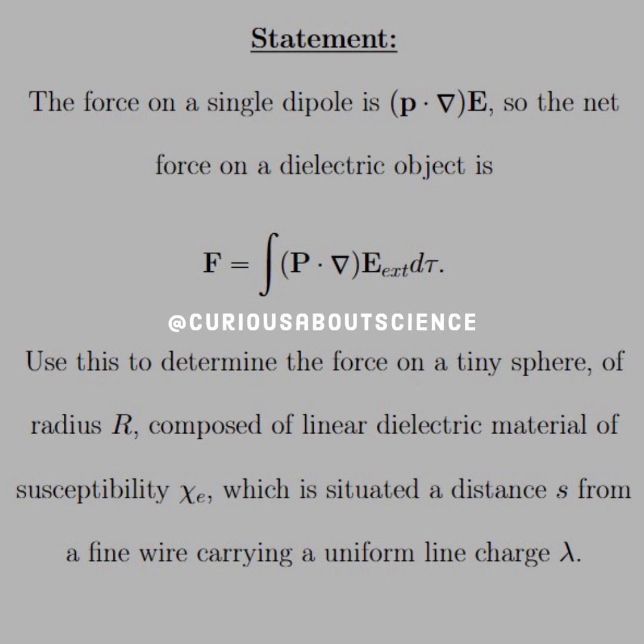The statement reads, the force on a single dipole is p dot del times the electric field E. So the net force on the dielectric object is F equals the integral of the polarization dotted with del times the external field over the volume of the object. Use this to determine the force on a tiny sphere of radius r composed of linear dielectric material of susceptibility χ_e, which is situated a distance s from a fine wire carrying a uniform line charge λ.